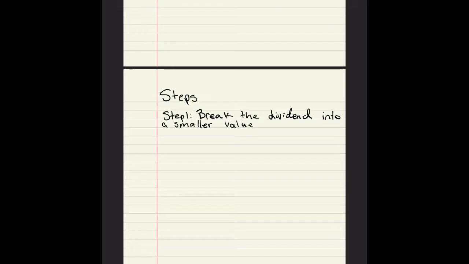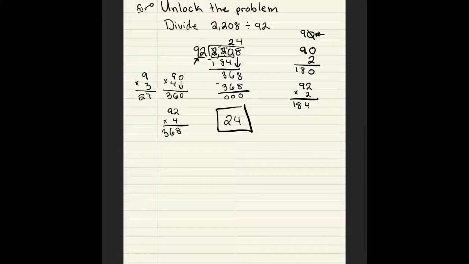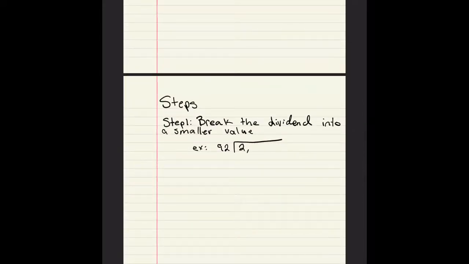Step 1 is to break the dividend into a smaller value. So in our example, we were working with 92 and what was it, 2,208. So I broke it up because I'm first looking at 220. I'm not looking at the full 2,208, right? So I know I can't go into just 2. I know I can't go into just 22, but I know it can go into 220.